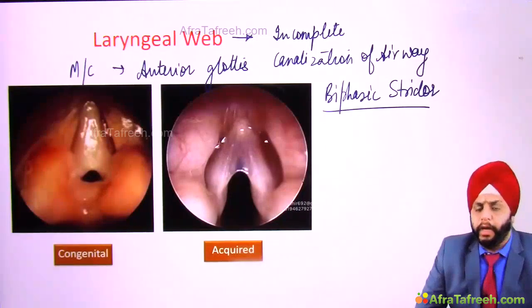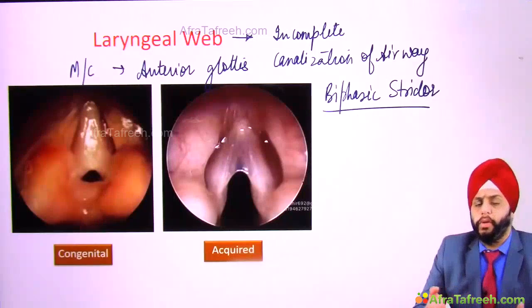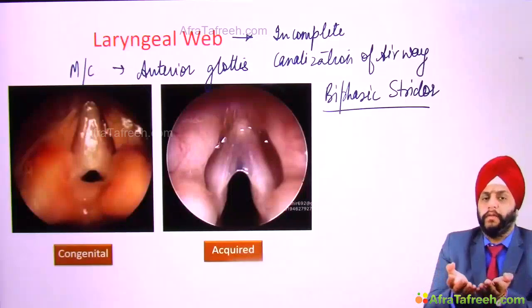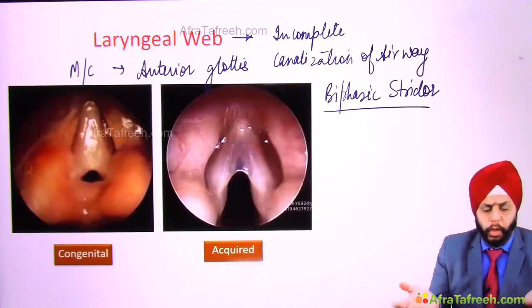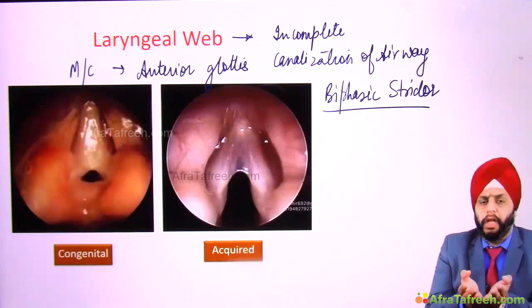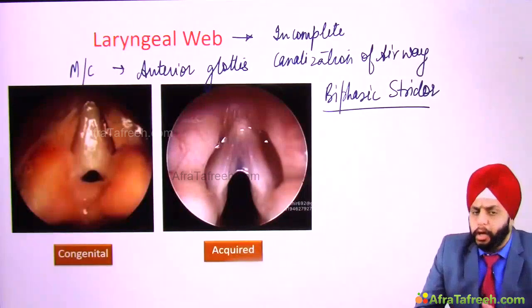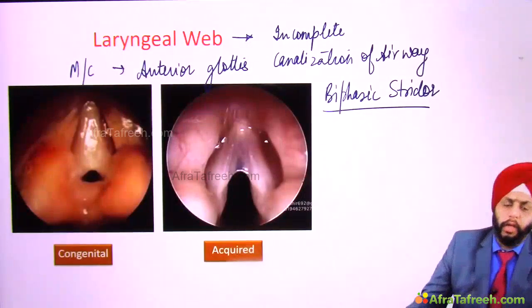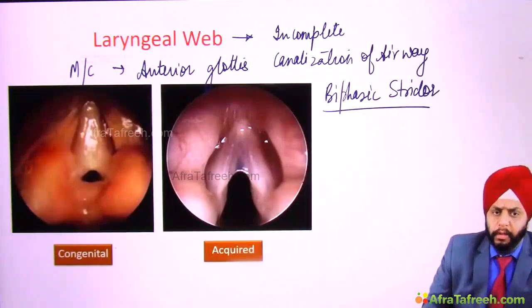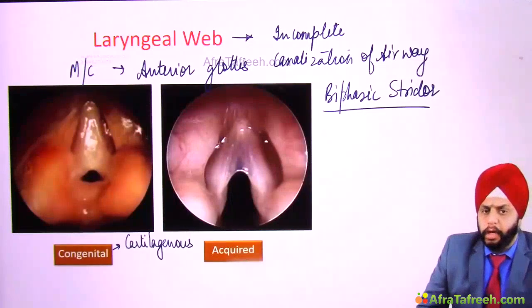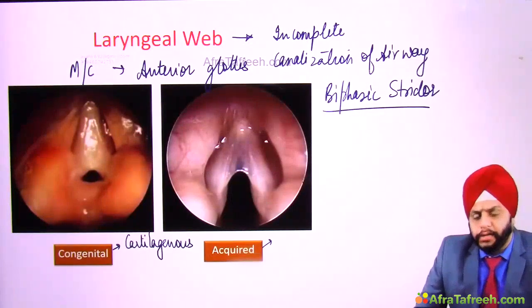Acquired, why do we have acquired webs? Acquired web is generally due to trauma on vocal folds. Okay, when both the vocal folds have a raw area. So the growing epithelium may lead to the adhesion between the two vocal folds and we have an acquired laryngeal web. So the congenital webs, these webs are generally cartilaginous webs, whereas the acquired webs, these webs are generally membranous webs.